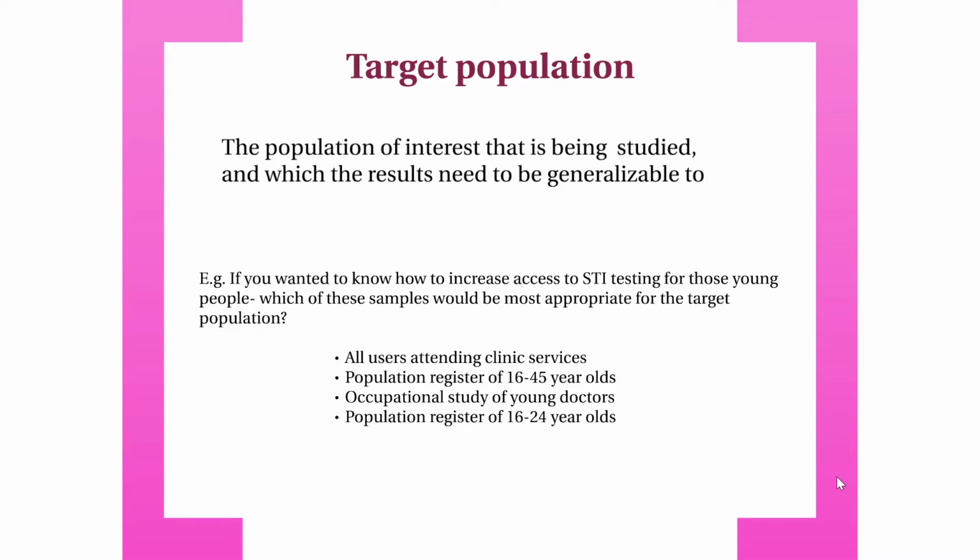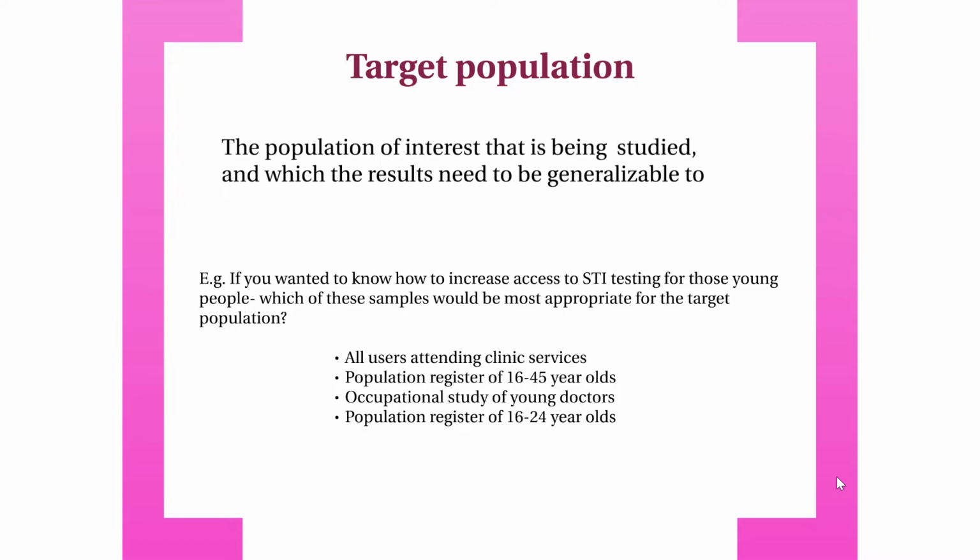Next, you have your target population. So within that whole population, you have the specific population of interest that is being studied and which the results need to be generalizable to. So let's take an example of a research question that wants to know how to increase access to sexually transmitted infection testing among young people. First, we need to define what we mean by young people. So the population would be everybody.